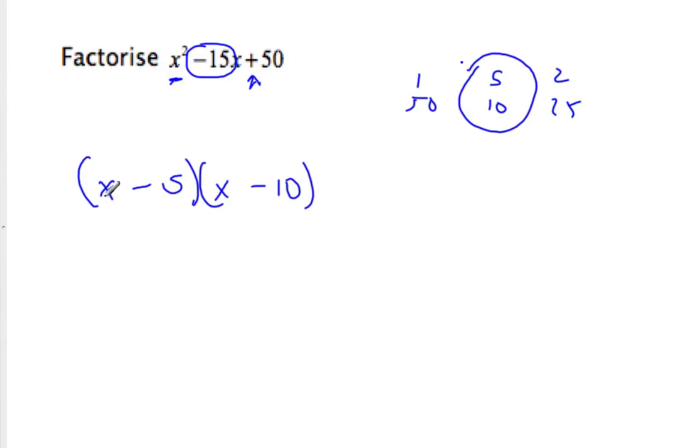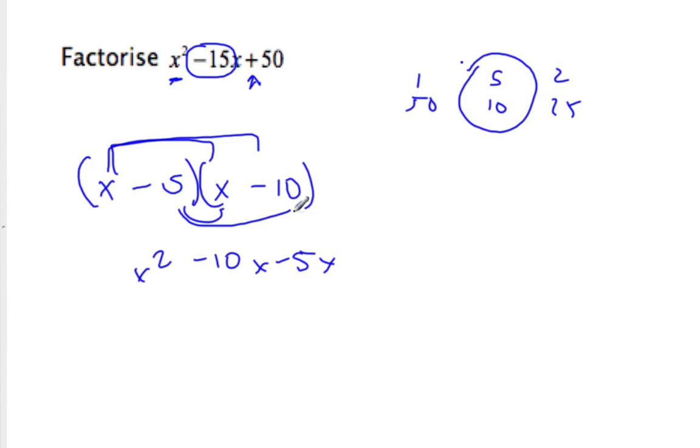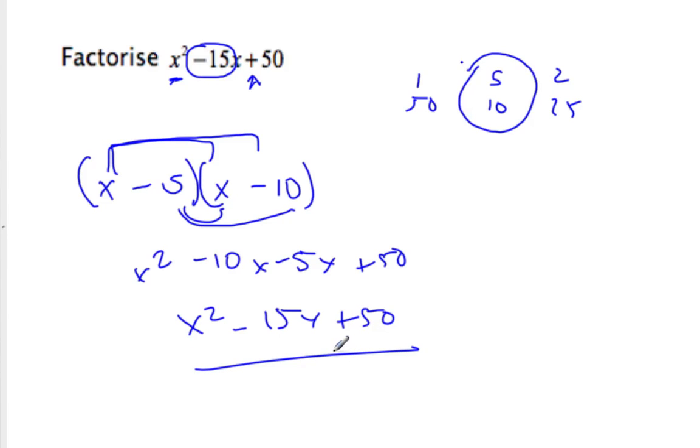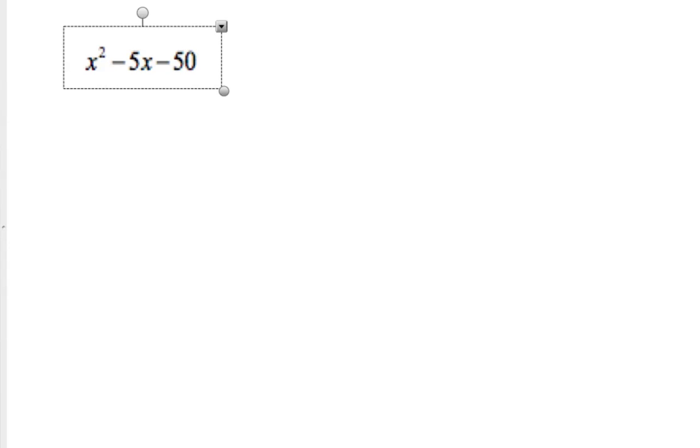Should we do a check? Do a quick check. Yep. That's x squared minus 10x minus 5x and plus 50. So x squared minus 15x plus 50. We know we're right. Try another one.